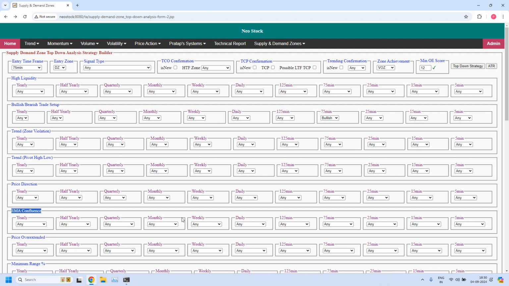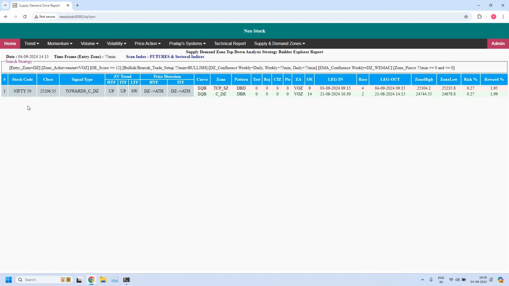So on the EMA confluence weekly time frame, let us look for weekly demand zone with weekly EMA confluence. NIFTY 50 is filtered. So it is having a NIFTY 50 weekly EMA confluence with the weekly zone, and the 75 minute zone and daily zone both are part of the weekly zone. And also the daily zone is also high liquidity zone.